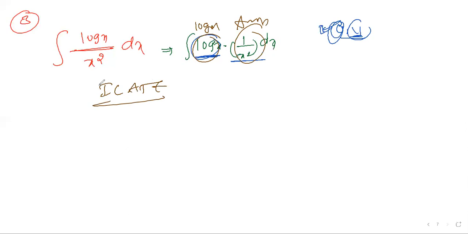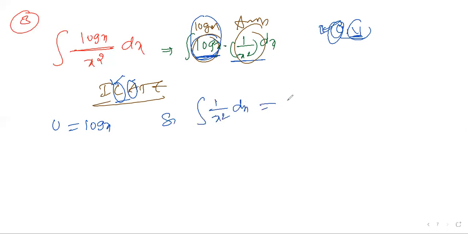Don't take blindly. Logarithm is there here, algebraic is there here. So of both of these, logarithm comes first. So I should take this as u, and this as v. So u is log x. Am I clear? Okay. And the rest is 1 by x square dx, which you can take as v.